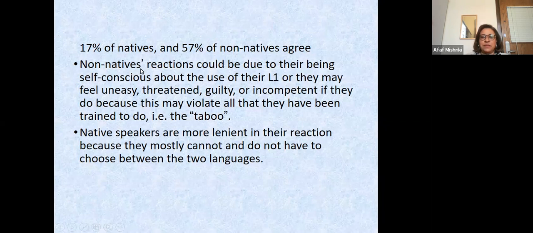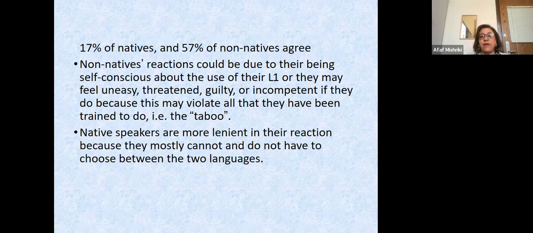Non-native speakers' reaction could be due to their being self-conscious. As a non-native speaker of English, I may actually be reluctant to use Arabic because I don't want anybody to say or feel that I'm not competent at using the language, or that I cannot conduct my whole class from A to Z in English. So they may feel uneasy, threatened, guilty, incompetent if they do.